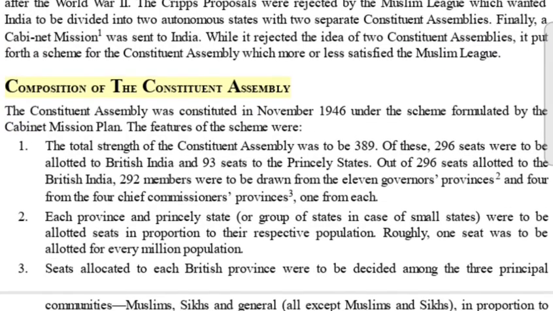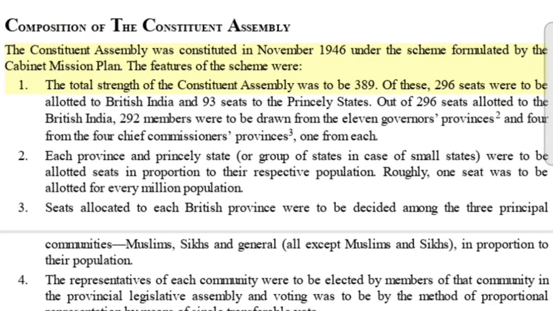Composition of the Constituent Assembly. The Constituent Assembly was constituted in November 1946 under the scheme formulated by the Cabinet Mission Plan. The features of the scheme were: 1. The total strength of the Constituent Assembly was to be 389. Of these, 296 seats were to be allotted to British India and 93 seats to the princely states. Out of 296 seats allotted to British India, 292 members were to be drawn from the 11 governors' provinces, and 4 from the 4 chief commissioners' provinces, 1 from each.